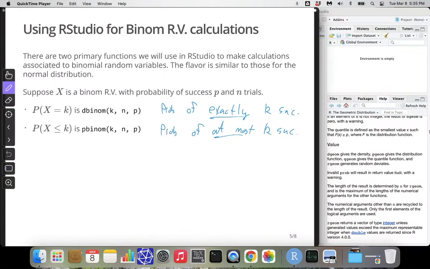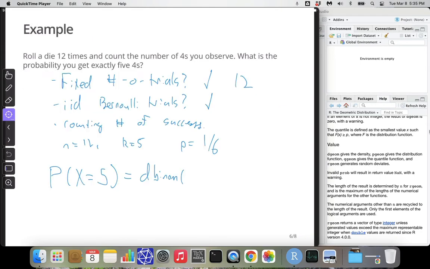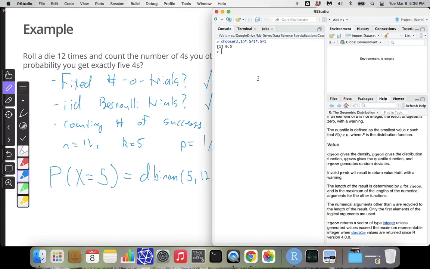Let's go back to the slide to remember what to do here. dbinom: number of successes, number of trials, probability of success. So we do dbinom 5, 12, 1/6. dbinom 5, 12, 1/6.